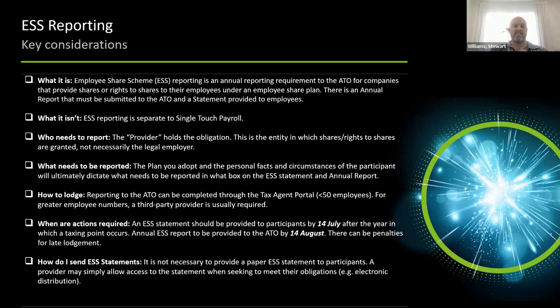So the ESS statement is similar to, if you remember, our pay-as-you-go payment summaries that we used to have for our salary and wages side of things, or the income statement, I believe as it's now called. A similar sort of statement, albeit a separate obligation, needs to be sent to the participant outlining the discount that they've received that should be taxable in the relevant year. So for year ending 30 June 25, it'll be 14 July 25 that we've got a reporting obligation to participants.